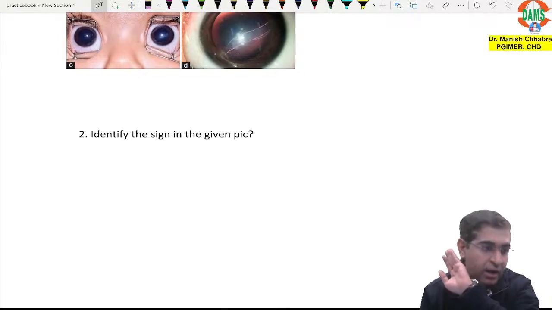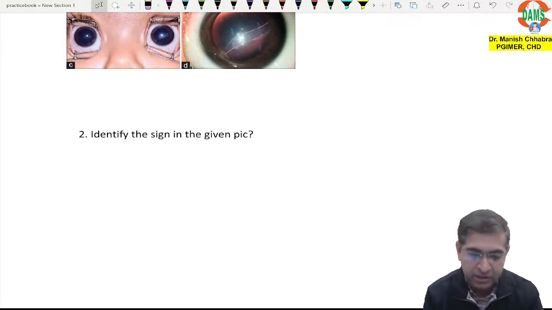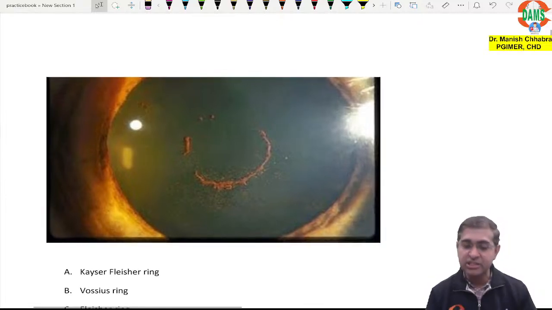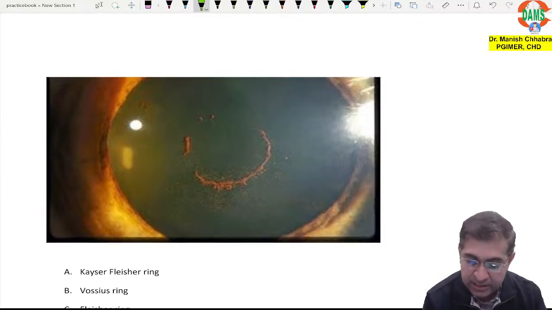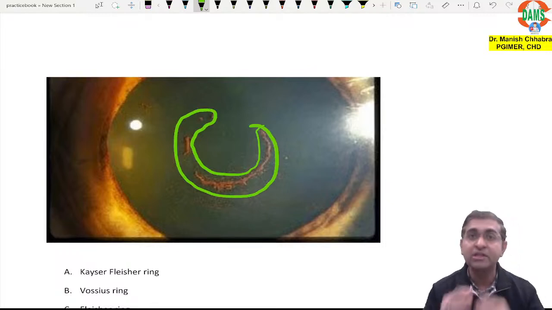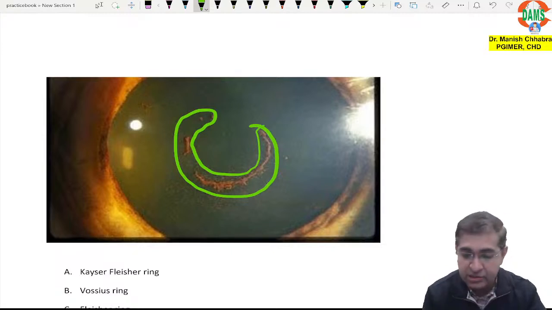Okay. Now the second question. I hope you are done with your entire concept of primary congenital glaucoma. Now identify the sign in the given picture. Let us see what this sign is. So what can you see? You can see that there is some pigment dispersion over what? Over the lens capsule.